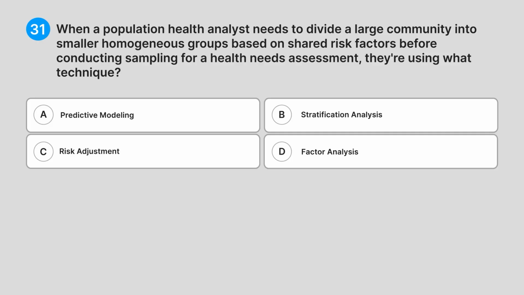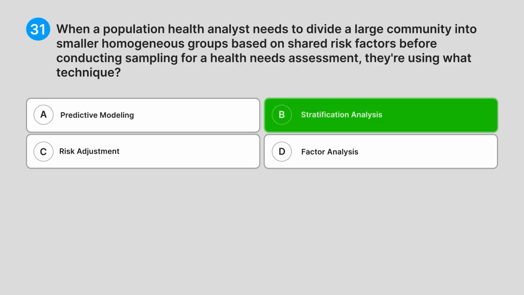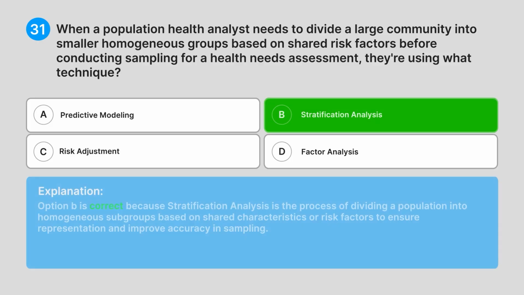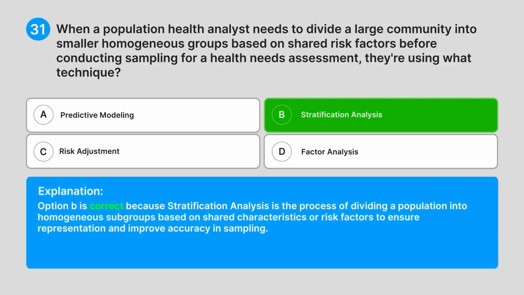Correct answer. B. Stratification analysis. Explanation. Option B is correct because stratification analysis is the process of dividing a population into homogeneous subgroups based on shared characteristics or risk factors to ensure representation and improve accuracy in sampling.